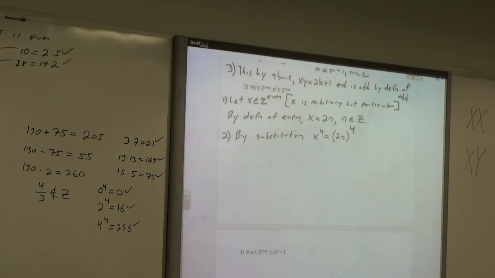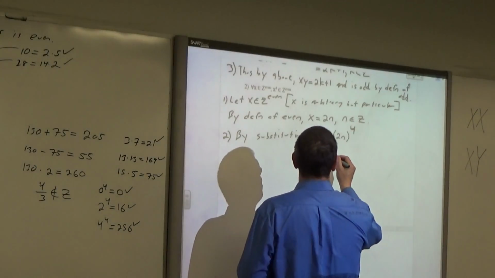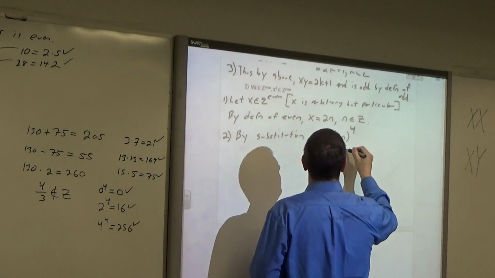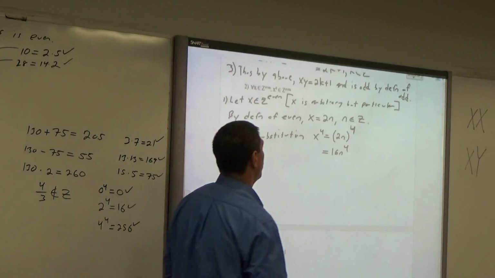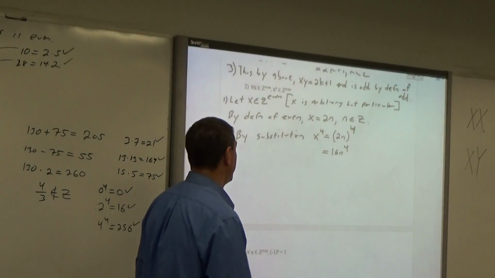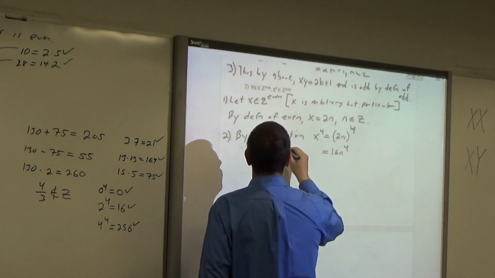All right. We need to show that this is even. Any suggestions as to what you might think to do next? Expand it. So instead of 2n to the 4th, what would you write that as? 16n to the 4th. And that's just by multiplication. Technically, it's the product of a power rule, but nobody cares what those rules are called, except for people that teach algebra. So this is just going to be by multiplication.